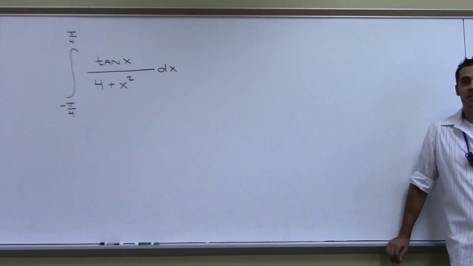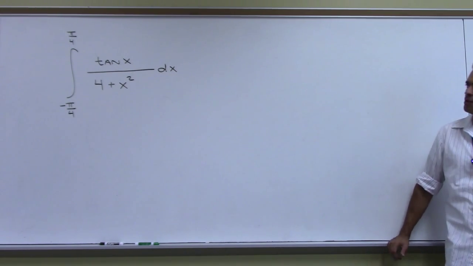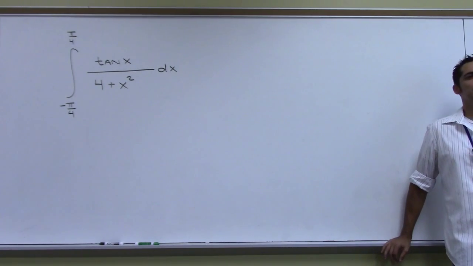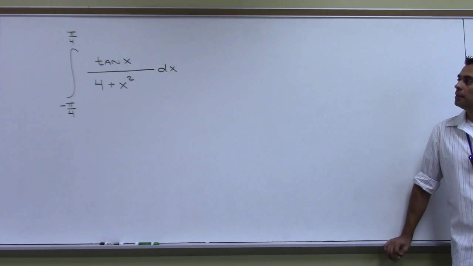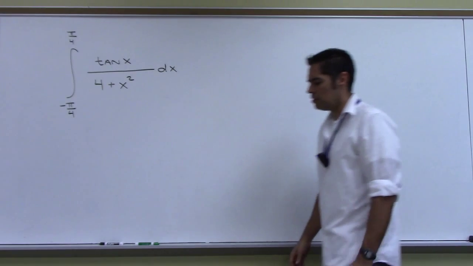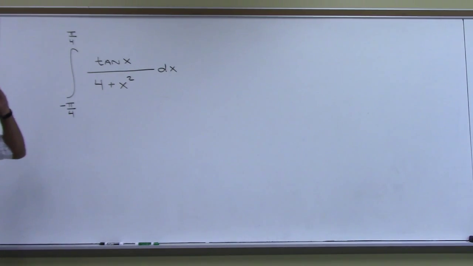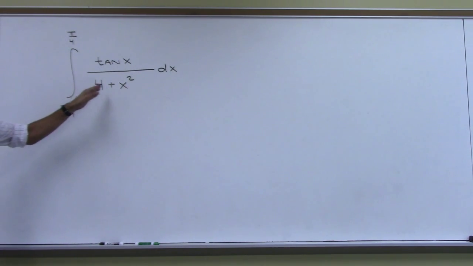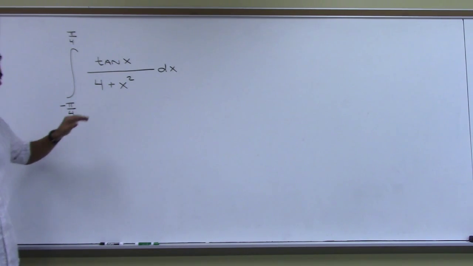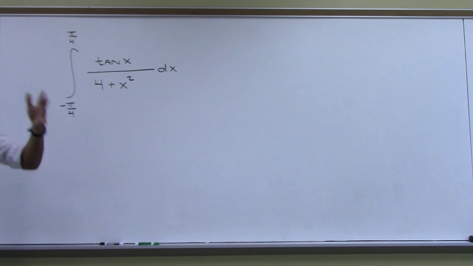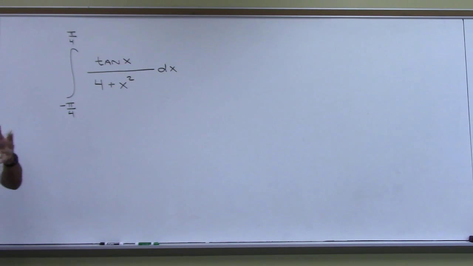Anybody have any ideas here? Just looking at this, what's your first impression? You said trig substitution in what sense? Because the bottom is a squared plus x squared, so you're seeing an a squared plus x squared? So thinking maybe trig sub. Okay, that's one train of thought. Any other trains of thought?